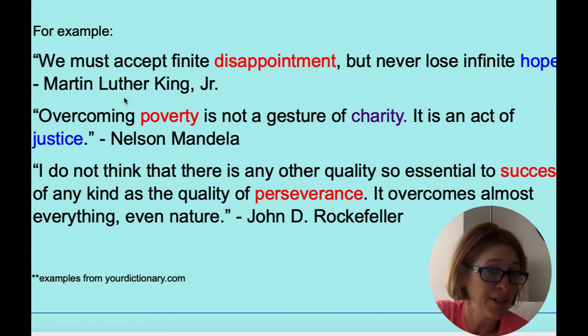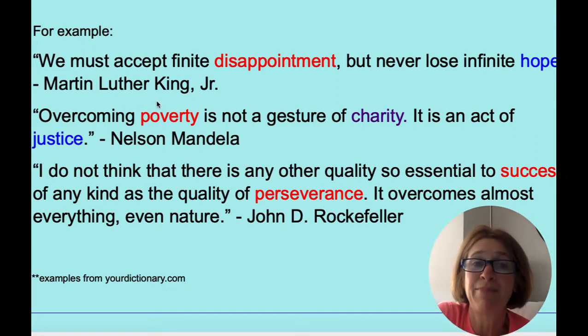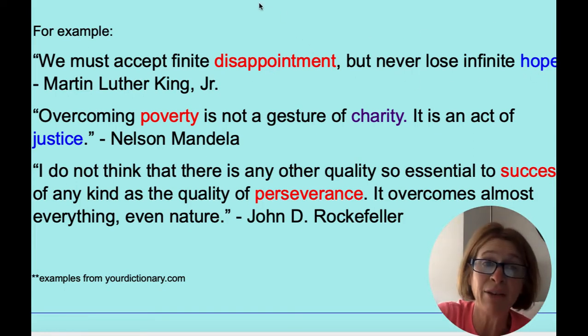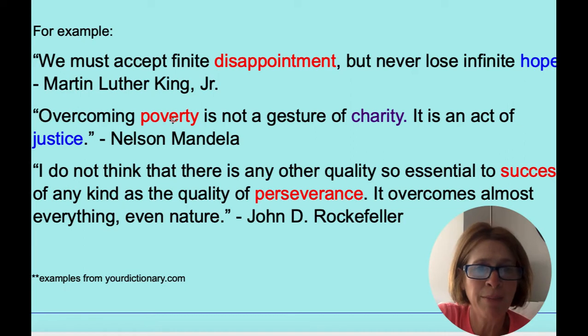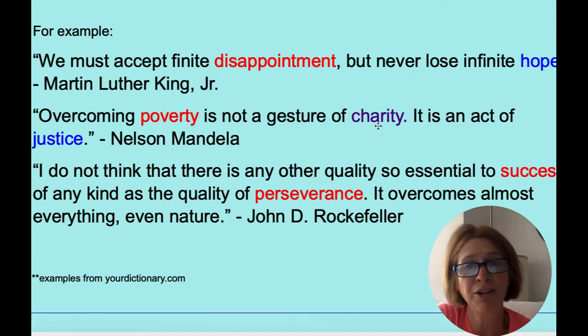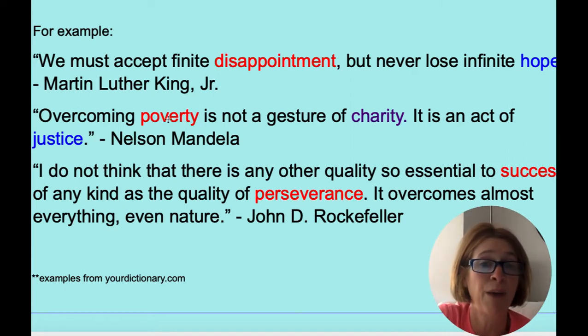I found these quotes from yourdictionary.com. Here's some examples of some abstract nouns. We must accept finite disappointment, but never lose infinite hope. Those are actually nouns. Overcoming poverty is not a gesture of charity. It's an act of justice. So poverty, charity, and justice in this case, they're nouns.